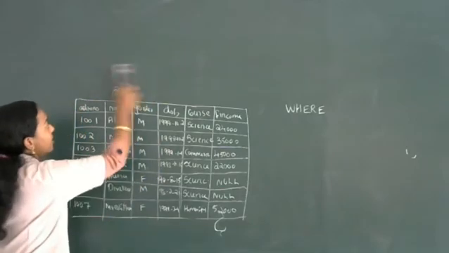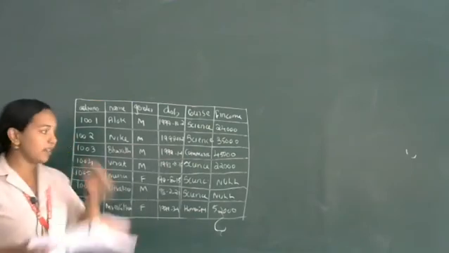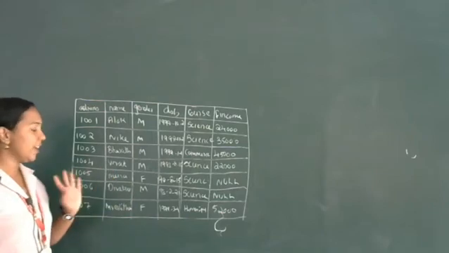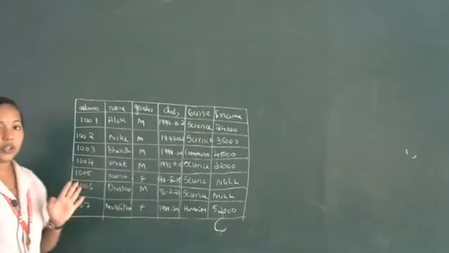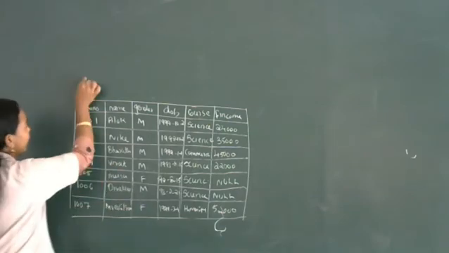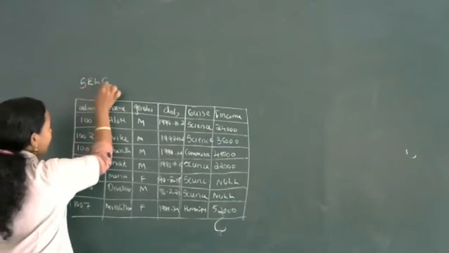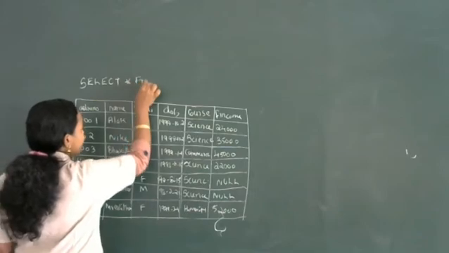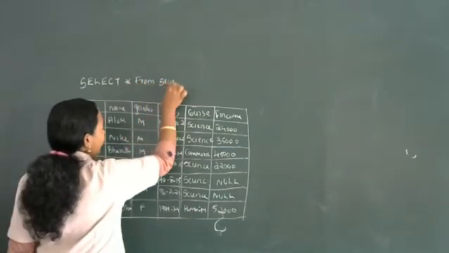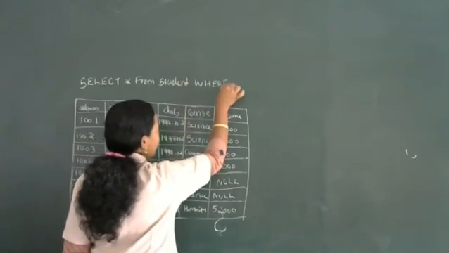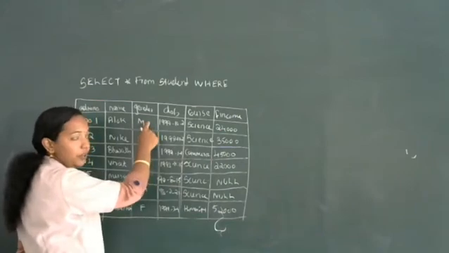So I am going to write one select command that consists of a where clause. The question is that I want to select the students where gender is equal to F. What is the condition? Gender is equal to F. I can write like this: select star, if the column name is not mentioned, from student where gender is equal to F.